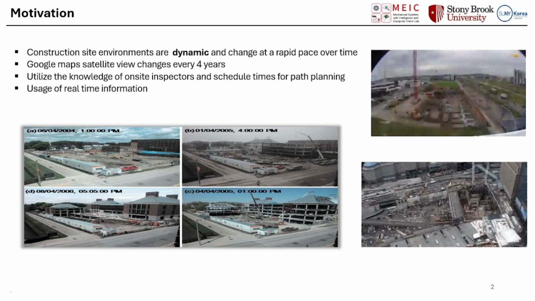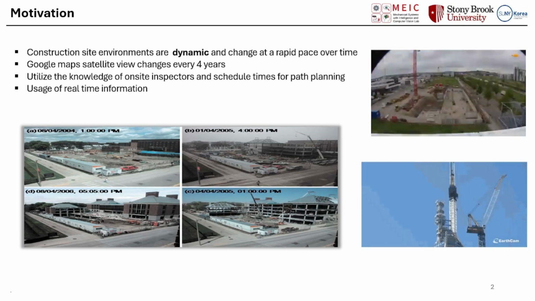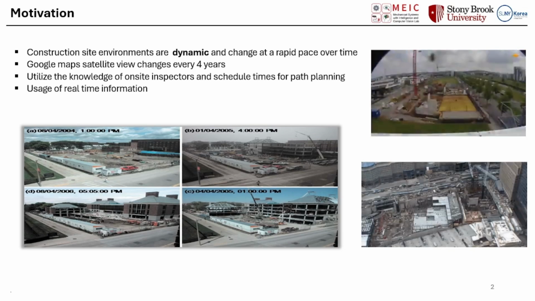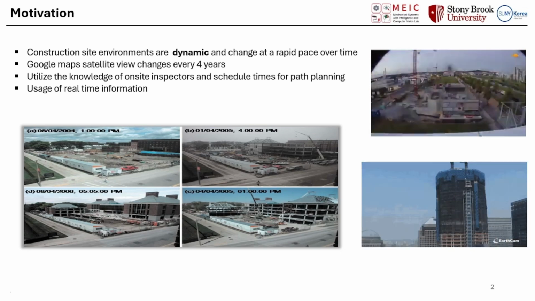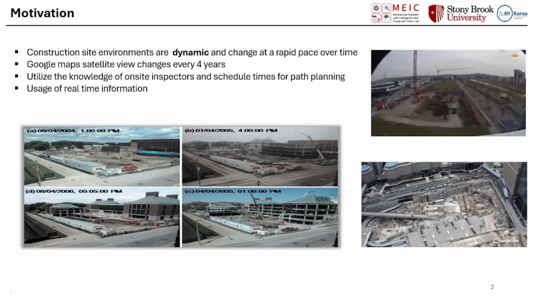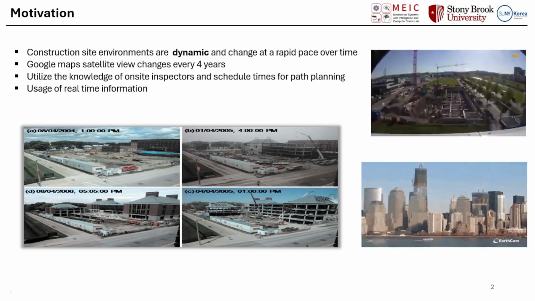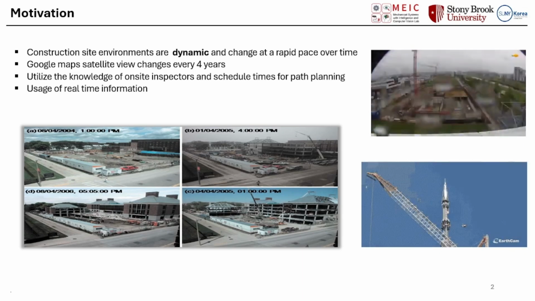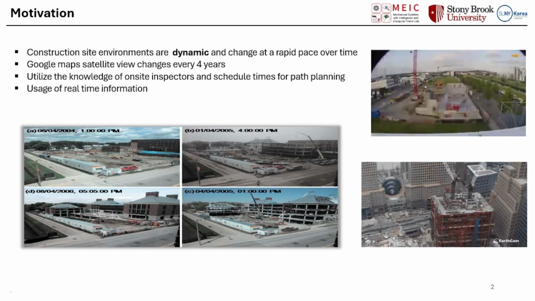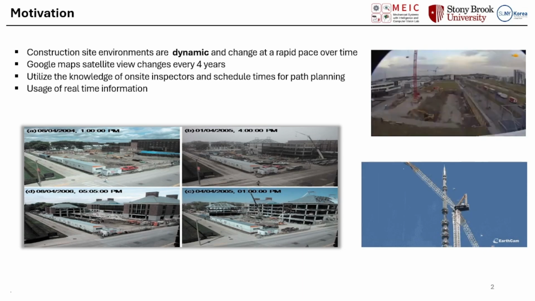Construction sites are constantly evolving, yet the satellite imagery in tools like Google Maps only updates every 4 years. If we take into consideration how dynamic these environments are and how important it is for construction inspections, it was our motivation to leverage the knowledge of on-site inspectors and the schedule of time for path planning to be capable of introducing a new tool that would allow them to capitalize on this change of construction sites and, in real time, enable path planning for UGVs or UAVs.